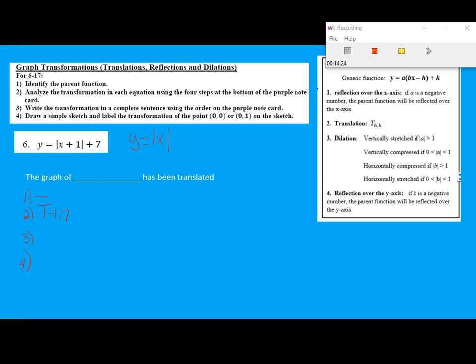I'm going to look for any dilations, any number out front, or any number directly in front of the x. In this case, there's none. Now I'm going to ask myself, has it been reflected over the y-axis? Is there a negative inside the grouping symbol with the x? And in this case, no. Now, to write my sentence, the graph of y equal the absolute value of x has been translated, and we just tell the world what happened. 1 unit left, and 7 units up.